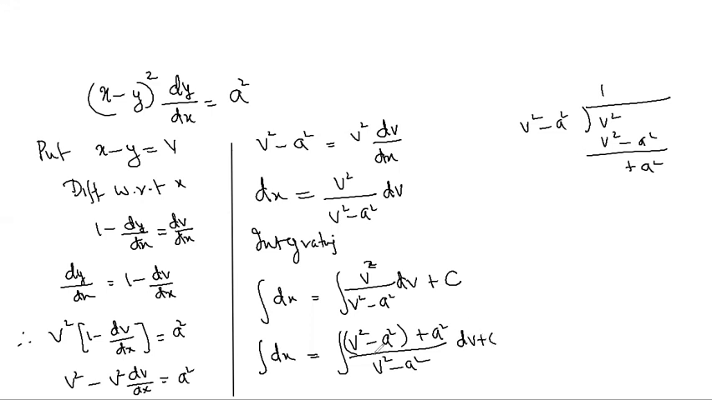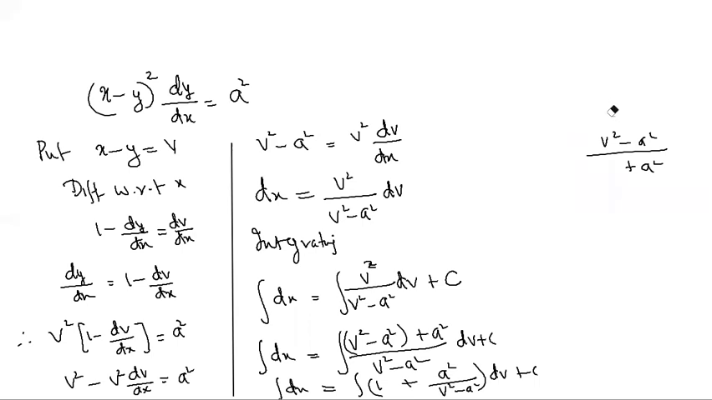Either you can do this method of division, or you can separate like this. Integral dx is equal to, when you separate this, it becomes 1, that you can see is the quotient, 1 plus a square upon v square minus a square into dv. So quotient plus remainder upon divisor. Quotient is 1, remainder is a square upon divisor. So exactly the same thing happens here. So whenever you notice degree is equal, either you divide, or if you can make the numerator same as the denominator by adding or subtracting, then you can do this technique. Now I will separate and integrate.